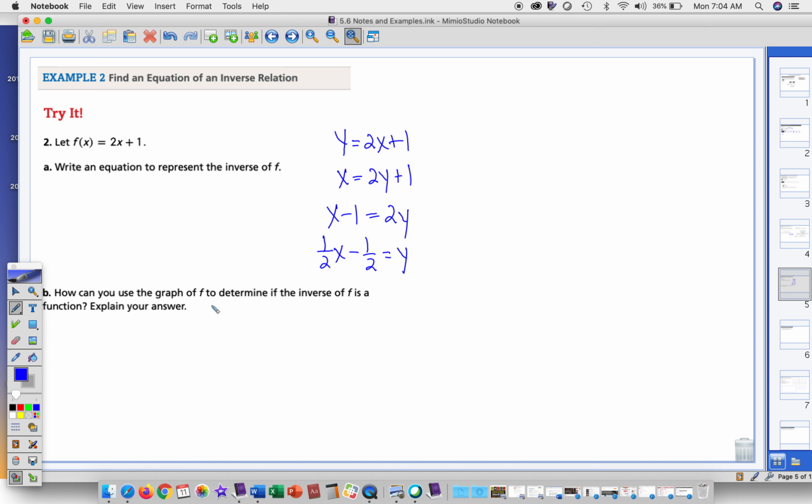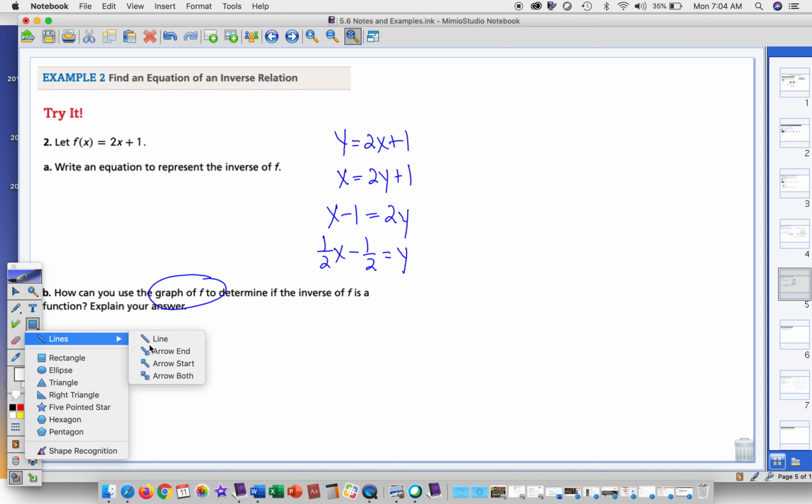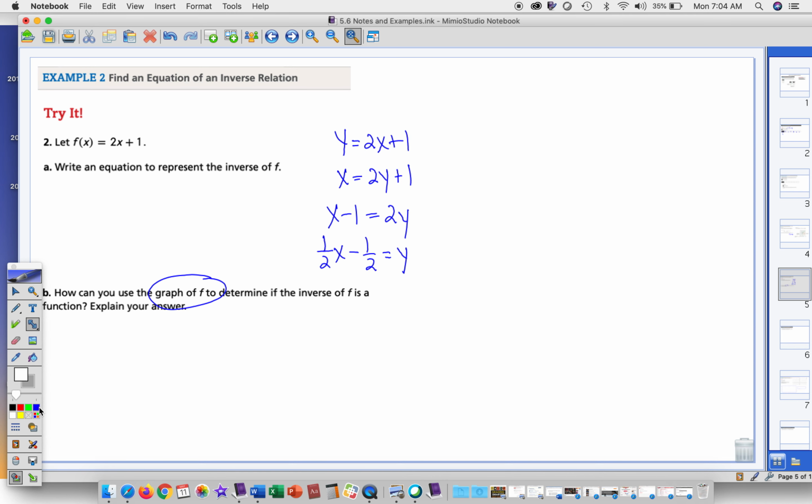So how can you use the graph of f to determine if the inverse of f is a function? And explain your answer. So when they say use the graph of f, there's another line test that we can use. If I have, let's say that's our 2x plus 1. We can also do what we call the horizontal line test. If the original function passes the horizontal line test, then its inverse is automatically a function.